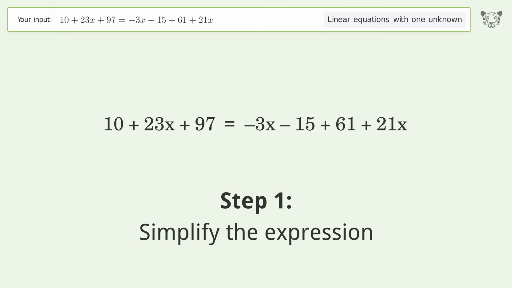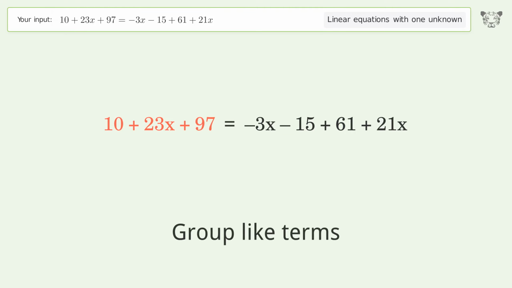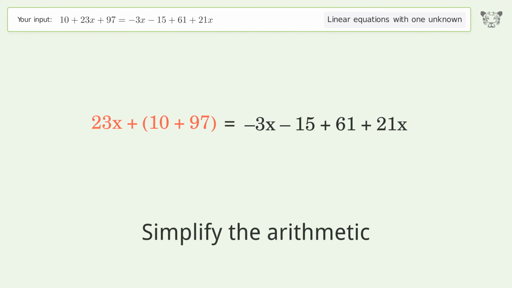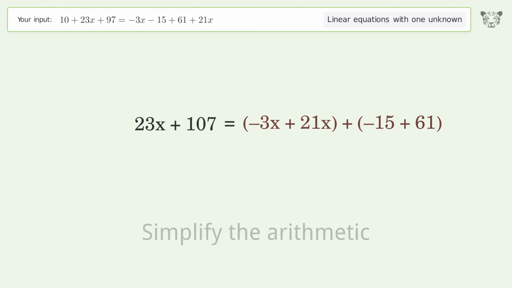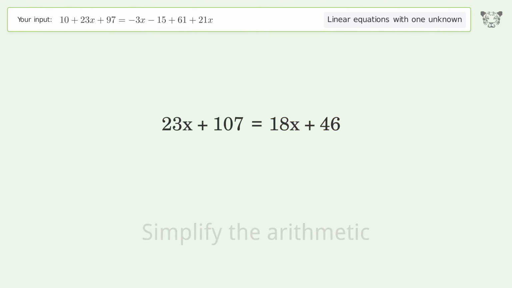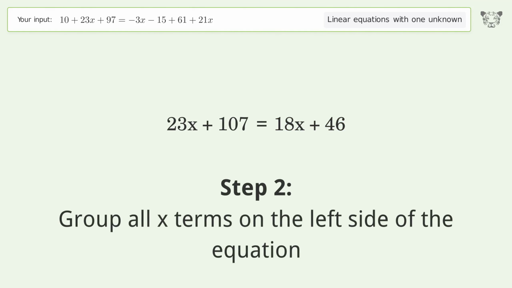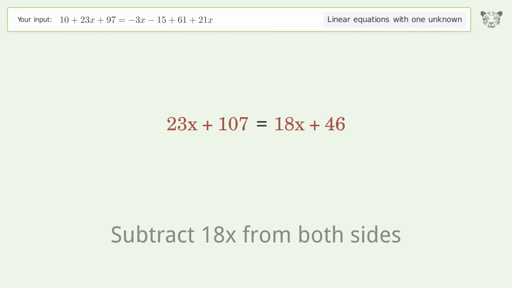Simplify the expression. Group like terms. Simplify the arithmetic. Group like terms. Simplify the arithmetic. Group all x terms on the left side of the equation. Subtract 18x from both sides.